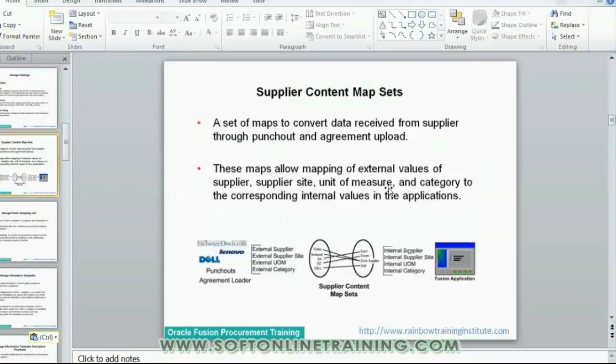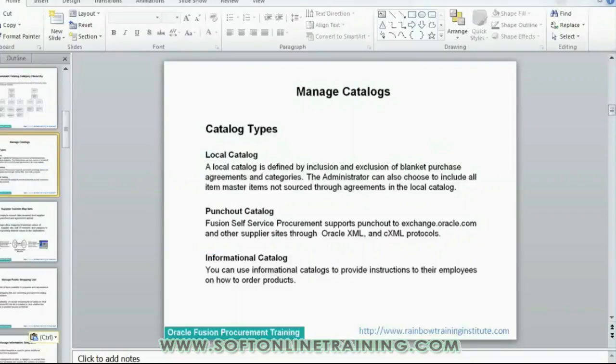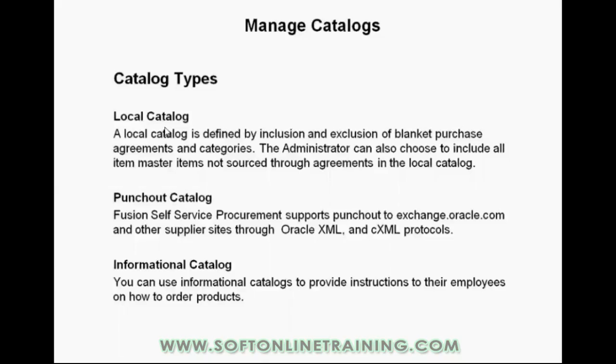And after that, we'll discuss the different types of catalogs that we have. I'm talking about the local catalog. Local catalog you can relate with stores catalog in iProcurement. So you can put all your items under the local catalog, that is, all the master items. Otherwise, if you want to display only the agreement items in the local catalog, that is also possible.